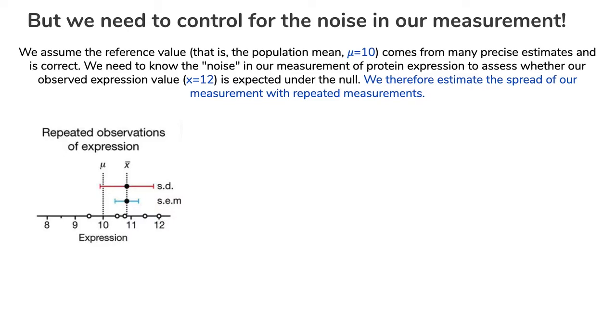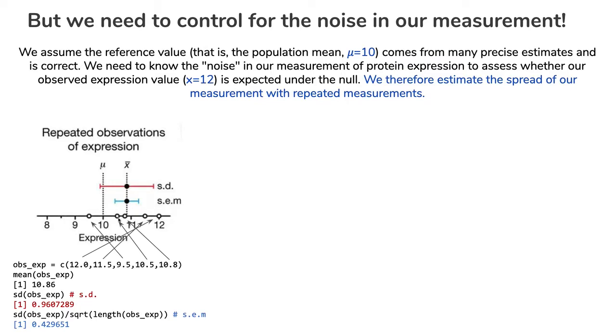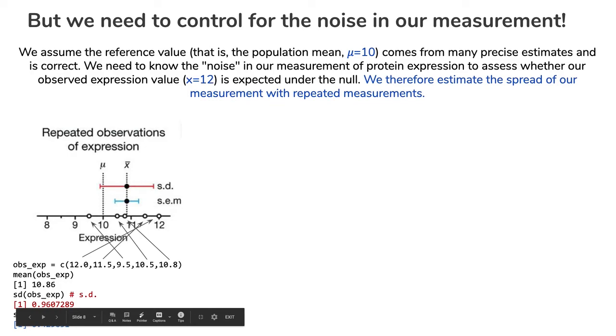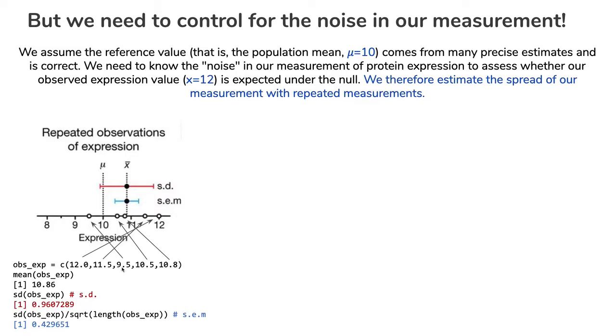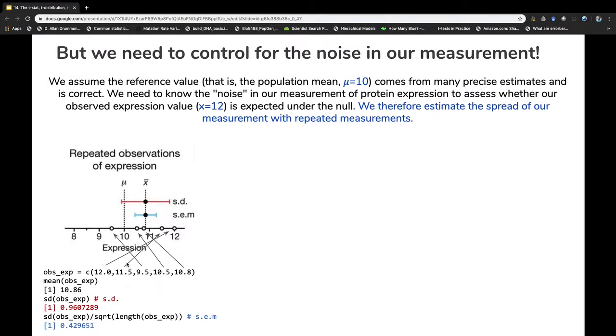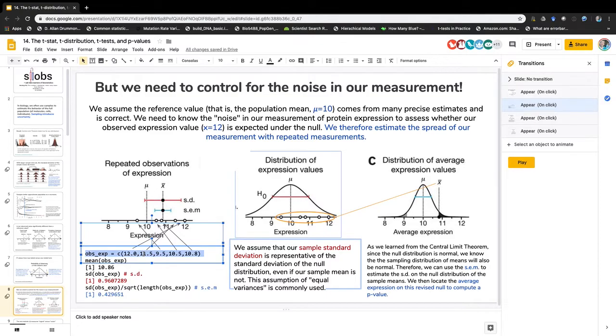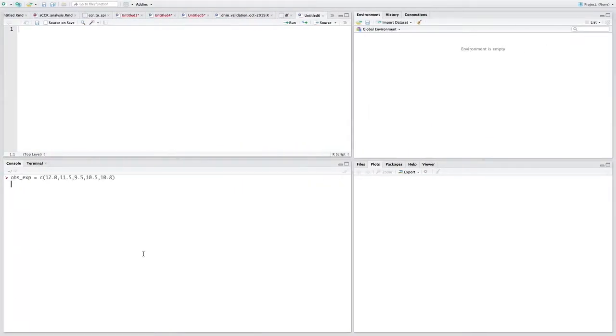So let's imagine our first experiment gave us this value of 12. Let's say we do it 4 more times, and we see expression values of 11.5, 10.8, 10.5, and 9.5. I actually put the values here. So if you open up R, let's just play around with this data for a second. I'm just going to say those are our observed expression values.